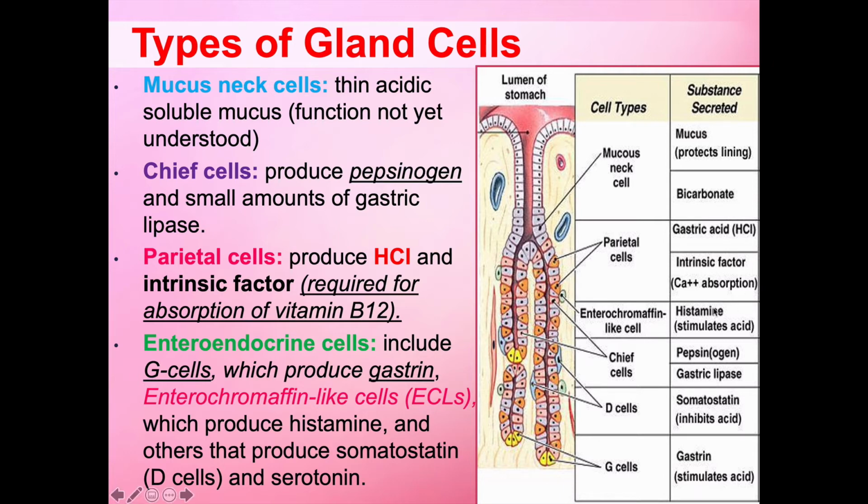Okay, so here in this picture you can see the mucus cell secretes mucus and bicarbonate. The parietal cell secretes hydrochloric acid and the intrinsic factor. Enterochromaffin cells produce histamine. Chief cells produce pepsin and gastric lipase. Then D cells produce somatostatin, that is endocrine function. Then G cells produce gastrin. So here, this pepsin and the gastric hydrochloric acid, these two are very important.